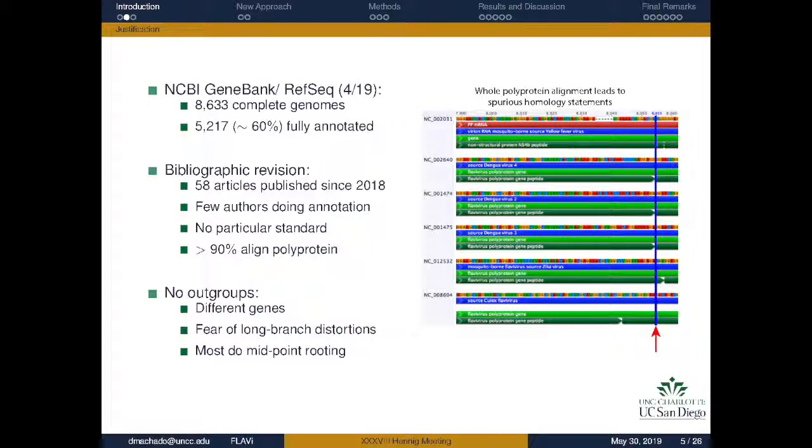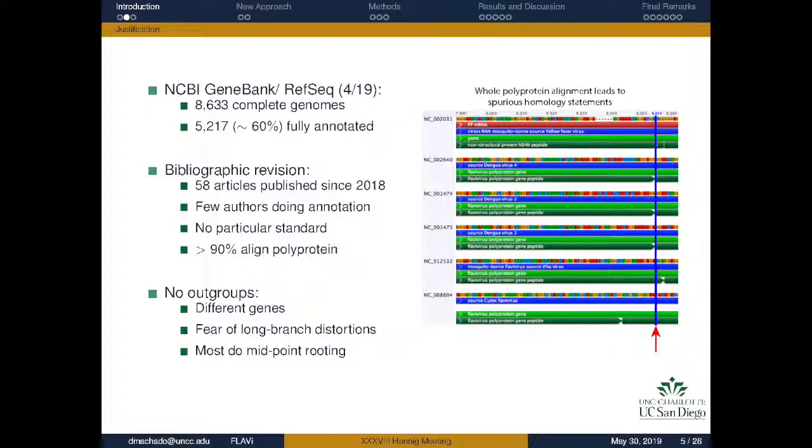Despite the relative simplicity of their genomes, only 60% of the sequences at NCBI's databases are annotated beyond the polyprotein level. Our bibliographical revision indicates that annotation is not a significant concern for most authors. The majority of papers align the entire polyproteins. Then, due to the variation of gene content among genera and also a non-declared fear of long branch distortion caused by distant sequences, most authors perform phylogenetic analysis and present the trees with midpoint rooting.